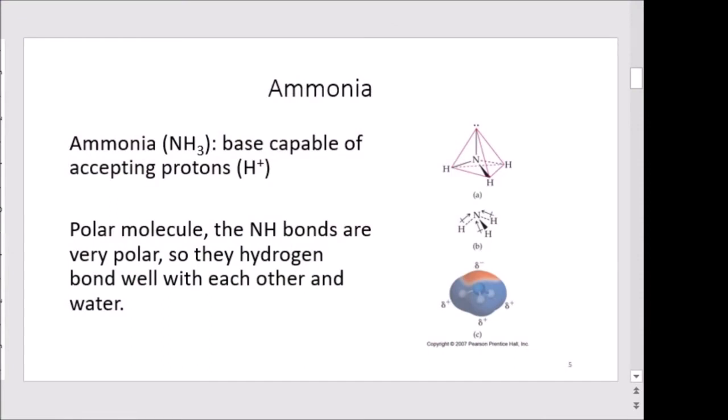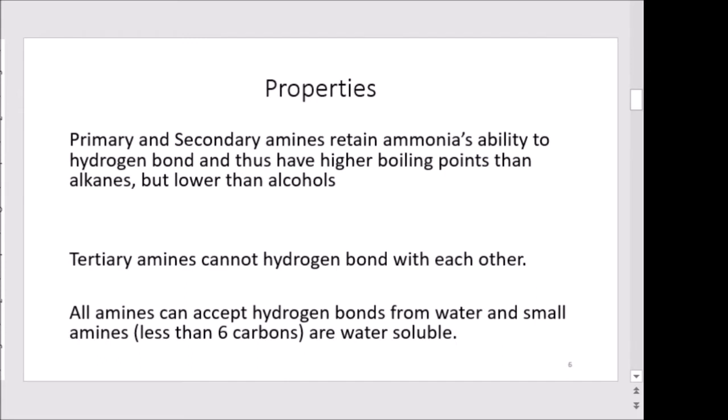It can do some hydrogen bonding, not as well as water, but it does hydrogen bond with water. So for these, especially primary and secondary amines, as long as they still have that hydrogen, they have higher boiling points than alkanes. They're lower than alcohols because they still only have that one lone pair, whereas alcohol has 2 lone pairs, so it doesn't quite do as well.